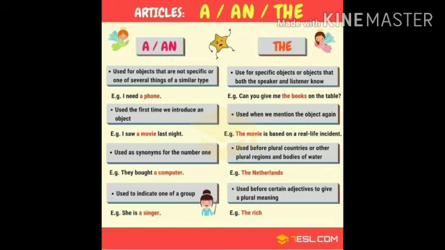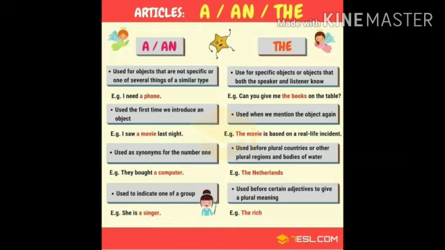So proceed with articles. As you know, we have two types of articles: indefinite and definite. A and an are indefinite articles and the is the definite one. Now we will see where we will use a, an, or the. As given in the slide, a and an are used for objects that are not specific or one of several things of a similar type, whereas the is used for specific objects or objects that both the speaker and listener know. For example, I need a phone. Can you give me the books on the table?